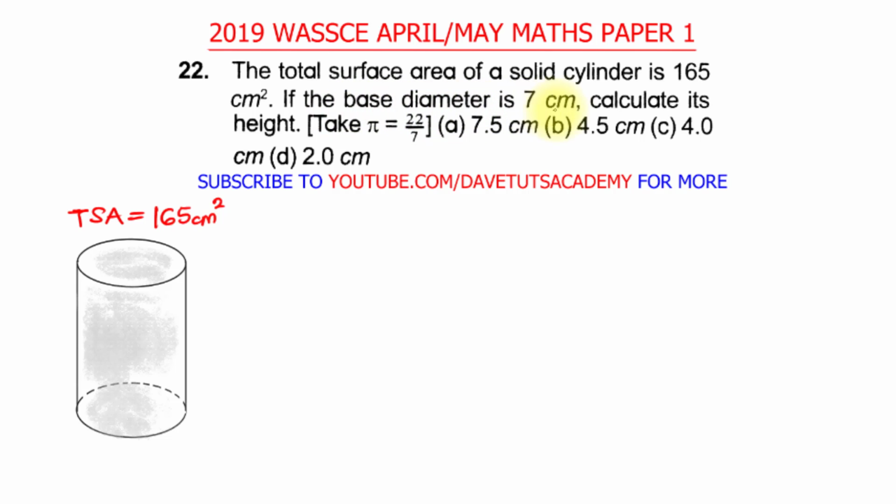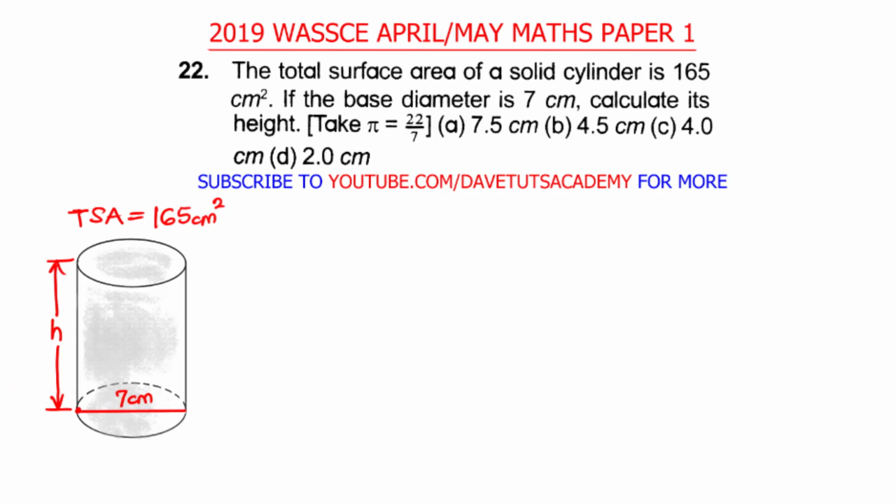Now we are told that the base diameter is 7 centimeters. What's the meaning of that? Diameter means the length from one side of the circle to the other side. This is 7 centimeters, and we need to note we're given the diameter, not the radius. That's where students tend to make mistakes. It is the diameter, all right? So it is 7 centimeters. Then we have to calculate the height. The height will be from here to here, okay? So this is the height that we have to look for from this particular diagram.